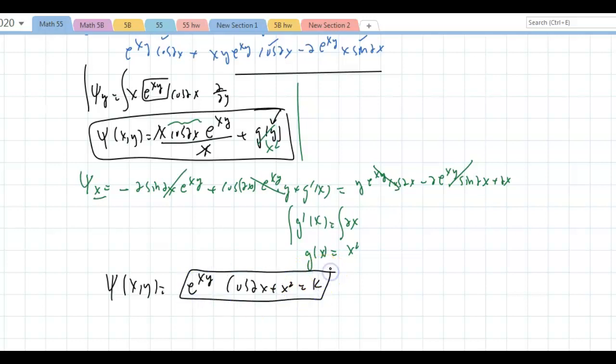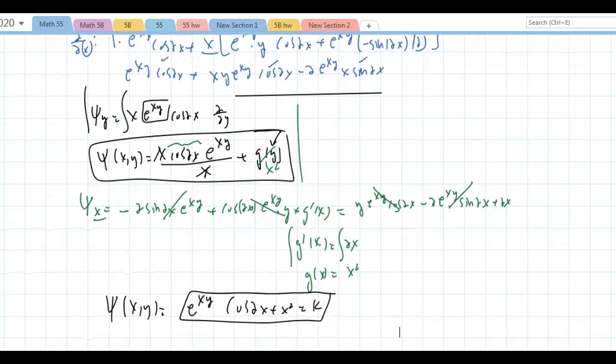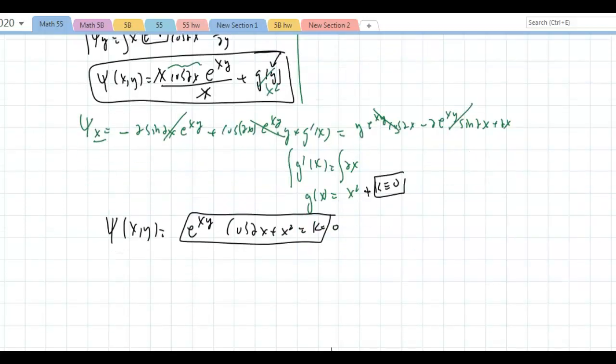Take a partial with respect to x, you'll get this. Take a partial with respect to y, you'll get this. And that will be the solution. The reason there's a k, this should be plus a constant. They always set that equal to 0 in this section. So either you see this or you see it equal to 0, it makes no difference.